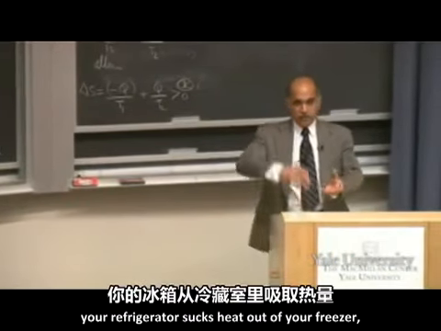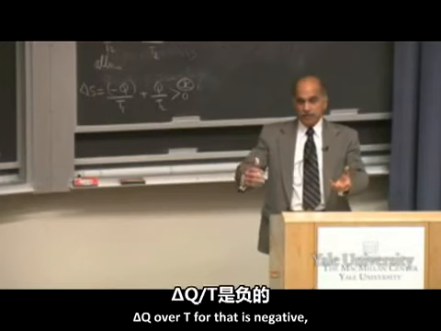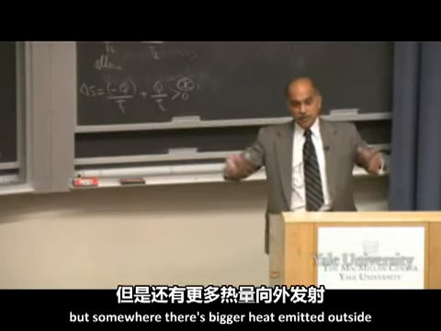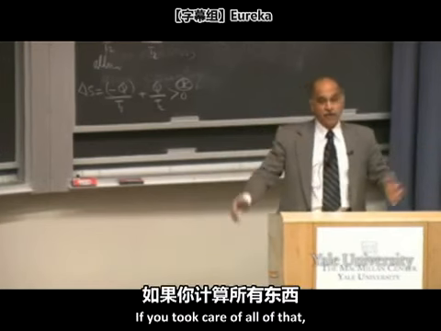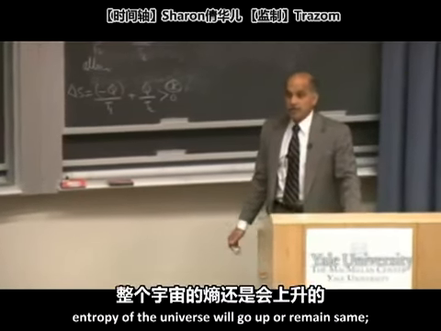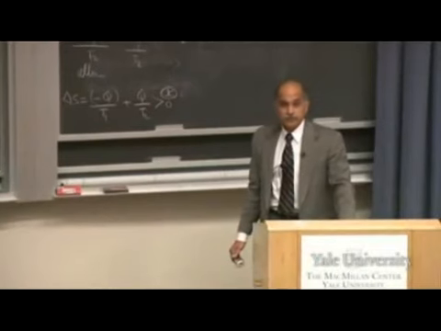Or take your freezer. Your refrigerator sucks heat out of your freezer. Delta Q over T for that is negative. But somewhere there's bigger heat emitted outside from the exhaust in your refrigerator. If you took care of all of that, entropy of the universe will go up, or remain the same, but it doesn't go down.